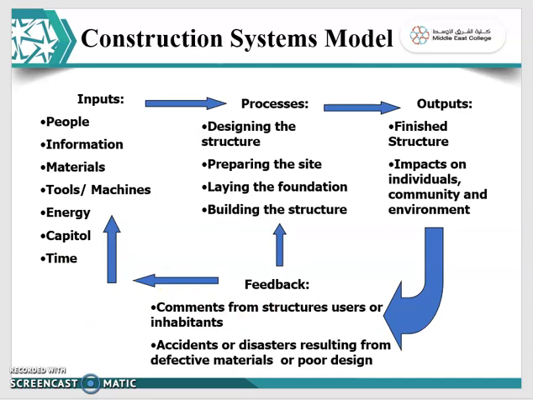You can see here the construction systems model. These are the inputs: people, information, materials, tools, machines, energy, capital, and time. All these are inputs of a construction system model. The processes are designing the structure, preparing the site, laying the foundation, and building the structure. The outputs are the finished structure, impacts on individuals, and comments from the inhabitants and any accidents or any poor design feedback. So this is a circular process, which is a construction system model.